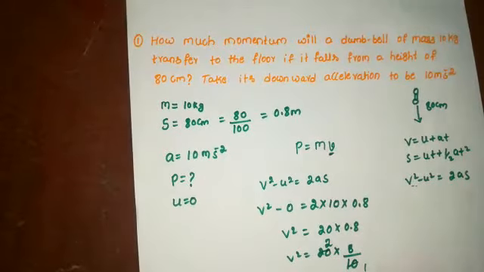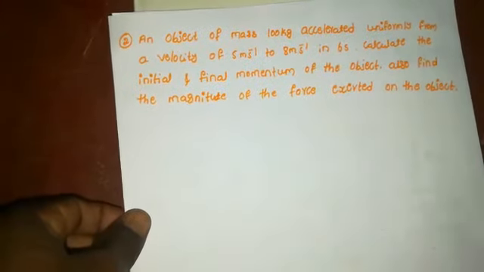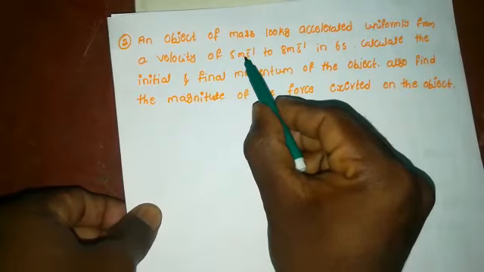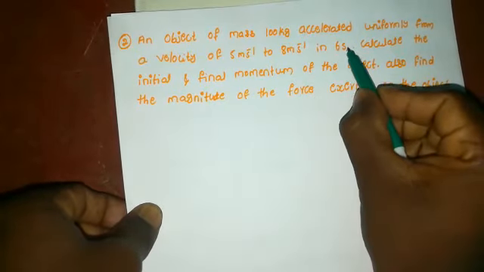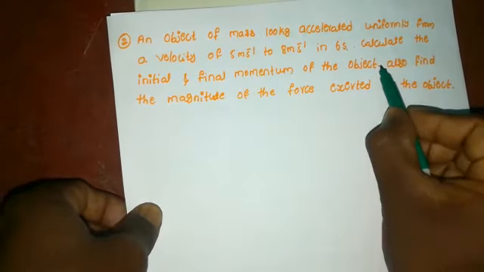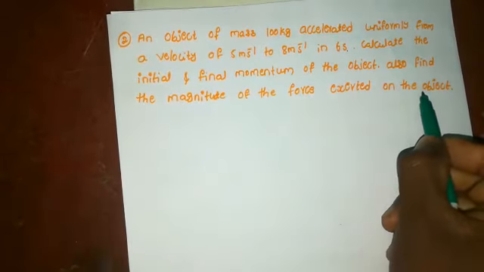Next, you see another problem, that is: an object of mass 100 kg accelerated uniformly from a velocity of 5 meter per second to 8 meter per second in 6 seconds. Calculate the initial and final momentum of the object. Also find the magnitude of the force exerted on the object.